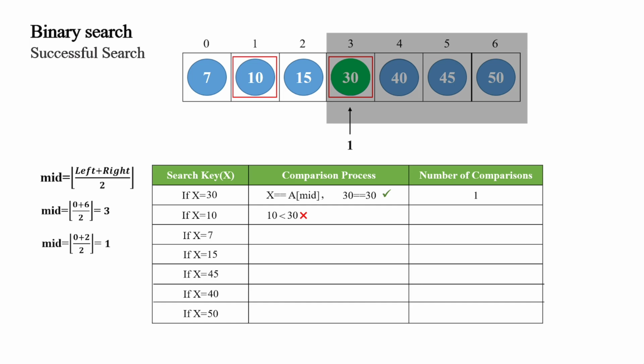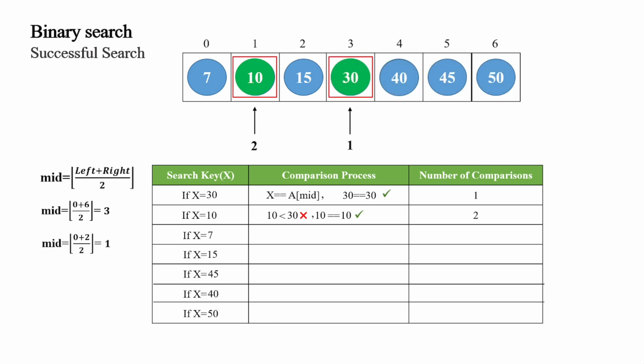Now we compare our target 10 with this middle element. Are they equal? Yes. So we found x equals 10 with two comparisons. Now, let's try x equals 7. First, we compare it with the middle element of the full array, which is 30. 7 is not equal to 30, and it's smaller. So we move to the left half.